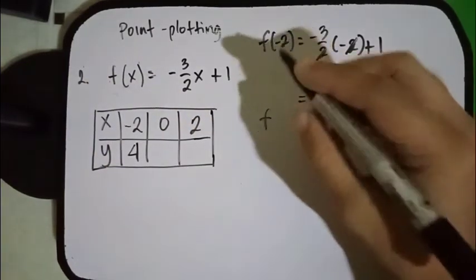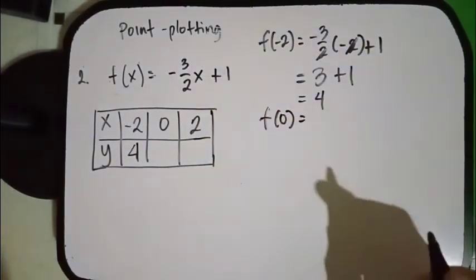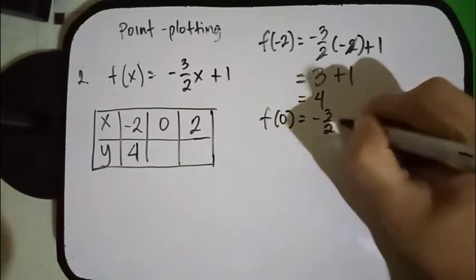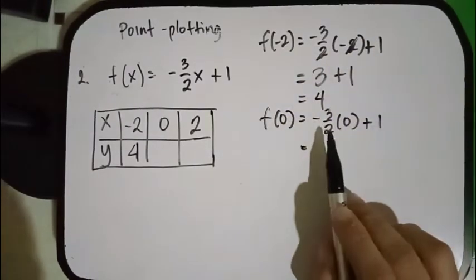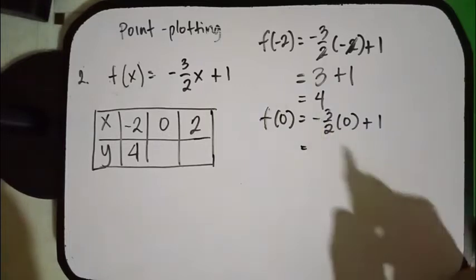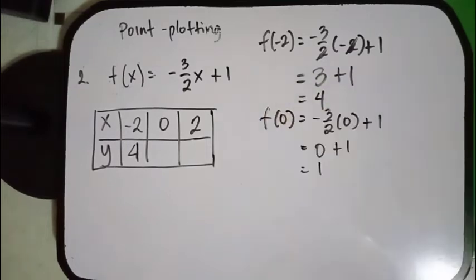Next is 0. So that we have f of 0 equals negative 3 over 2 times 0 plus 1. So any number na nakamultiply sa 0 is always 0. So 0 plus 1 equals 1. Ayan.